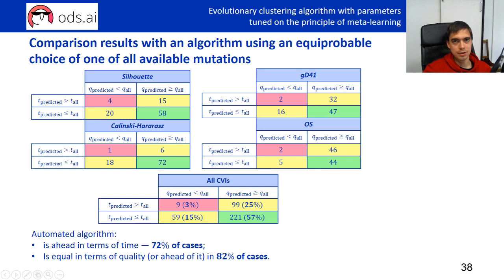Okay, so the results of the experiments are on the slide. From the tables, it can be concluded that the proposed automation method shows a better quality in 82% of cases and outstands in terms of time in 72% of cases.